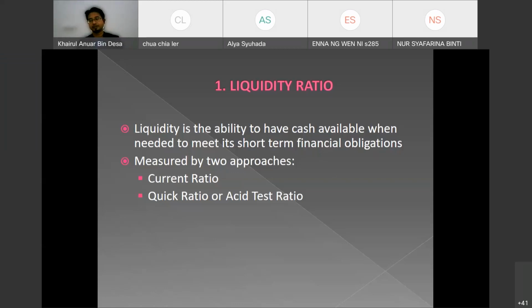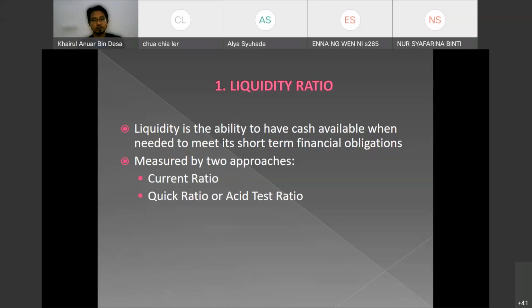Okay, number one, we're going to use liquidity ratio. Before we go further, liquidity is how fast, how quick the company is able to transform the asset into cash. Because we as financial managers in the company, our objective is to make our company liquid enough to run our business.